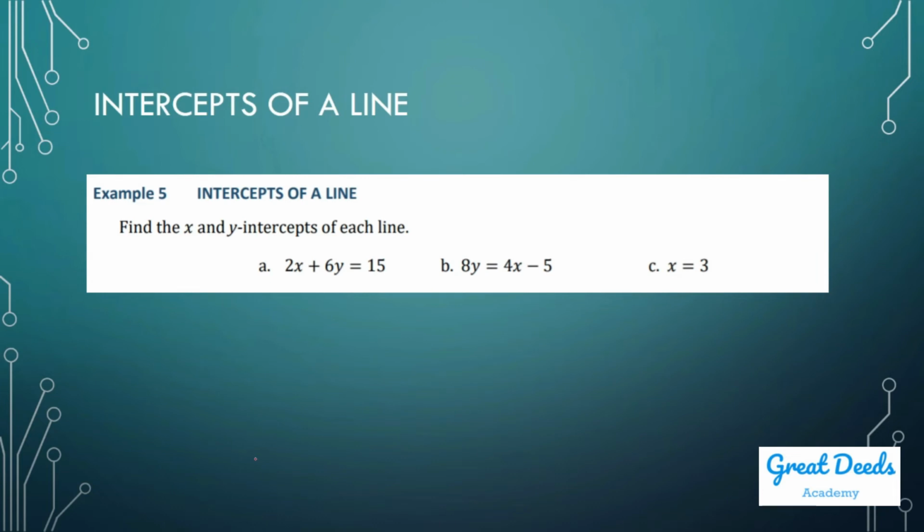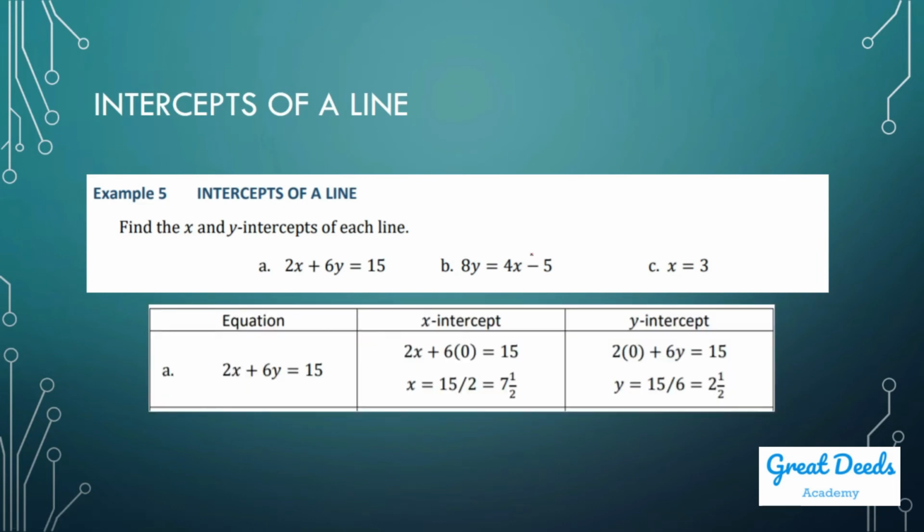Find the x and y intercepts of each line. For letter A, the equation is 2x + 6y = 15. To find the x-intercept, set y to 0 and solve for x. 2x = 15, and solving, x = 15/2 or 7 1/2. For the y-intercept, set x to 0 and solve for y. 6y = 15, y = 2 1/2. That is the y-intercept. This is where your line will intersect the y-axis.